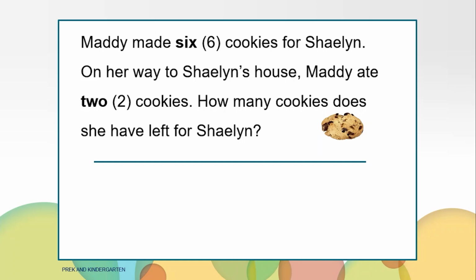Let's go back to what the story problem says. Maddie made 6 cookies for Shaylin. How many cookies did Maddie make for Shaylin? Right, 6. Either draw 6 cookies on the number mat or place 6 counters on the number mat. I'll wait for you to do this.